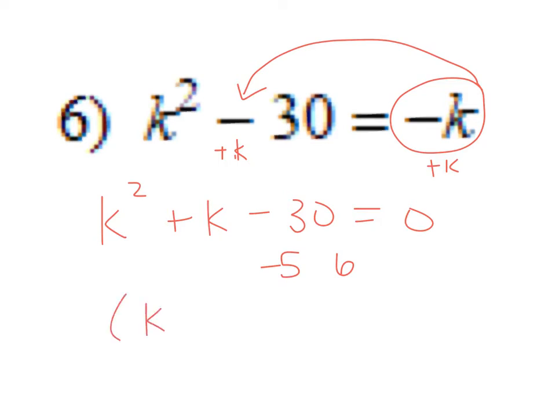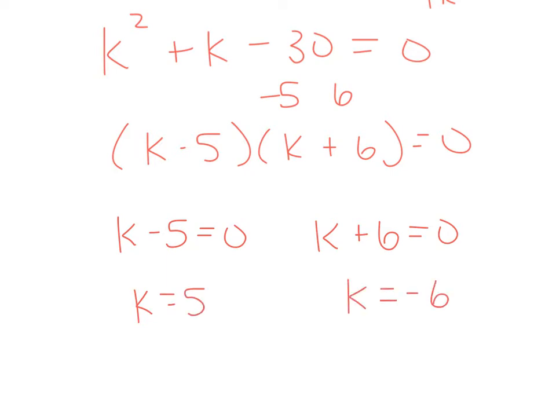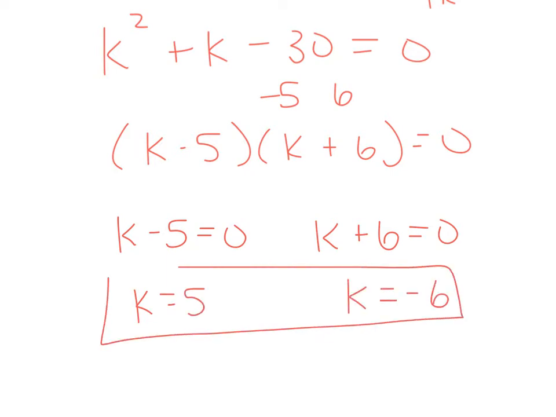So my factors are going to be k minus 5 and k plus 6 equal to 0. So k minus 5 equals 0, k plus 6 equals 0. So on this one, I'm going to end up with a positive 5, and on this one, I'm going to end up with a -6 when I solve.